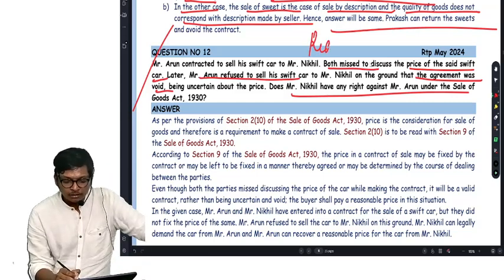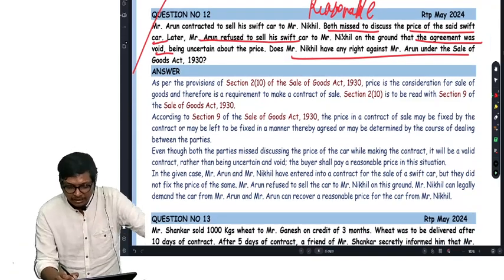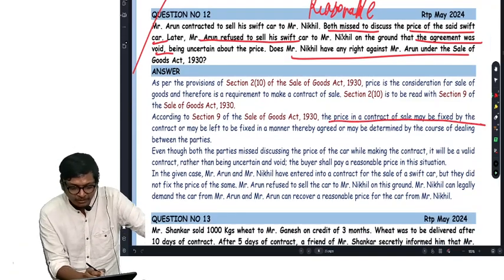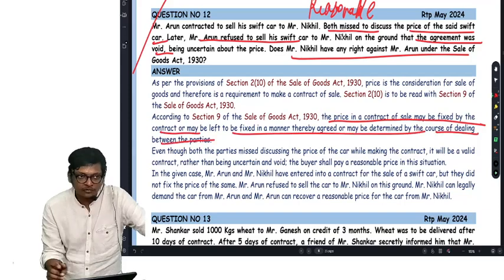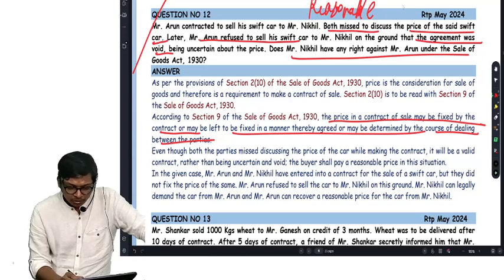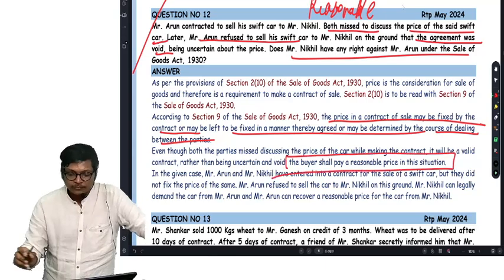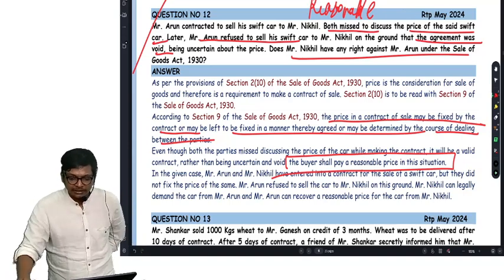Reasonable price. அதுவும் யூனிட் 1ல they would have mentioned. Unit 1 where price is not determined. The price in a contract may be fixed by the contract or may be left to be determined in a manner agreed by the contract, or by a third party, or by the course of dealings. And even though both parties missed it, the buyer shall pay a reasonable price. Are you following, guys? That's it.